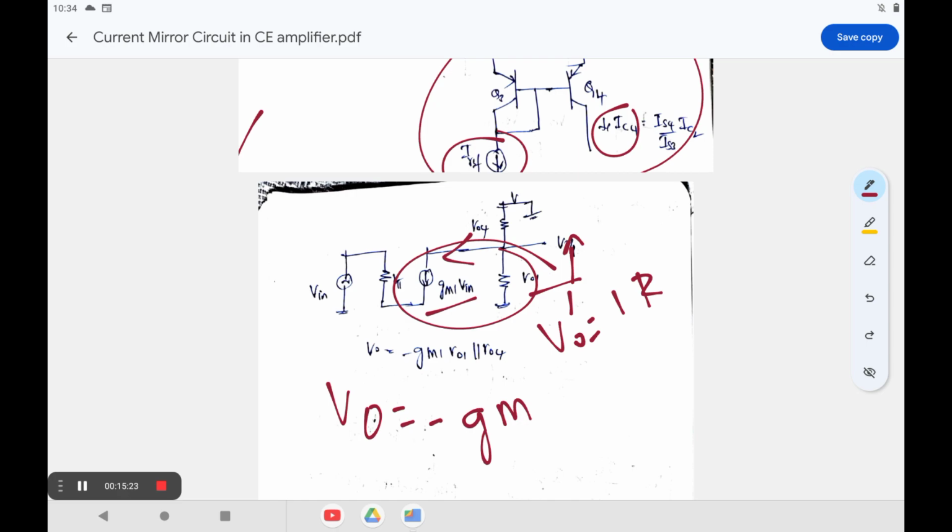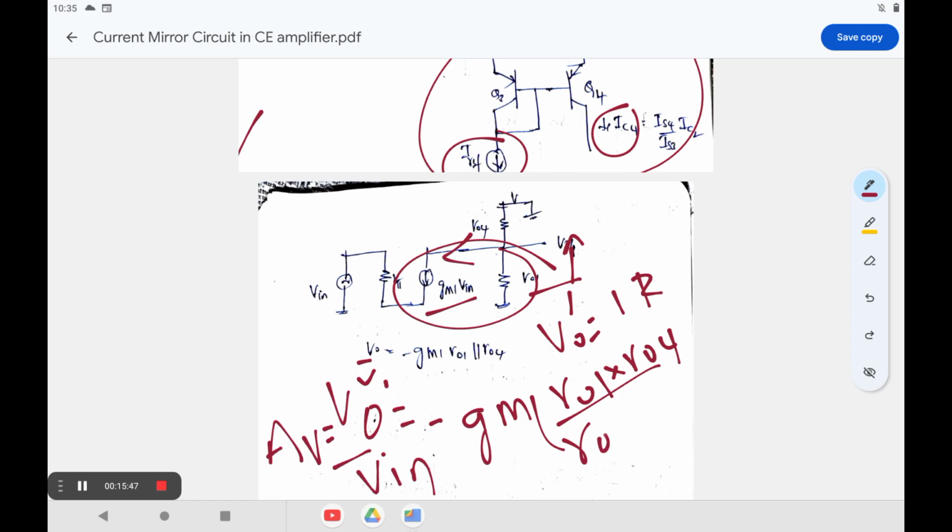with the help of a current mirror circuit. Here V naught by V in, therefore you will get like this. AV is the voltage gain, AV is equal to V naught by Vin, that is equal to minus Gm into this resistance. This resistance is R01 and R04, these two are connected in a parallel configuration. The equivalent resistance is R01 into R04 divided by R01 plus R04. This is the circuit diagram point of view.